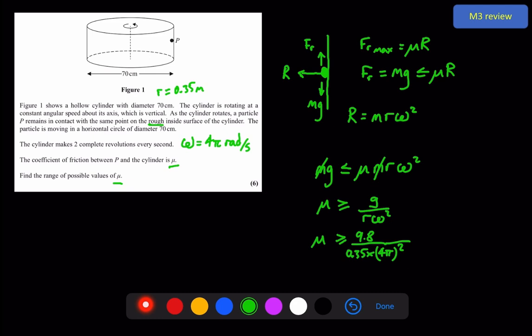And if I throw all of that on my calculator, I get 0.177... And I like 3 significant figures for mu, but really, because I've used g as 9.8, I should round that to 2 significant figures, 0.18 to 2 SF. So mu must be greater than or equal to 0.18, otherwise it will slide down as it rotates.